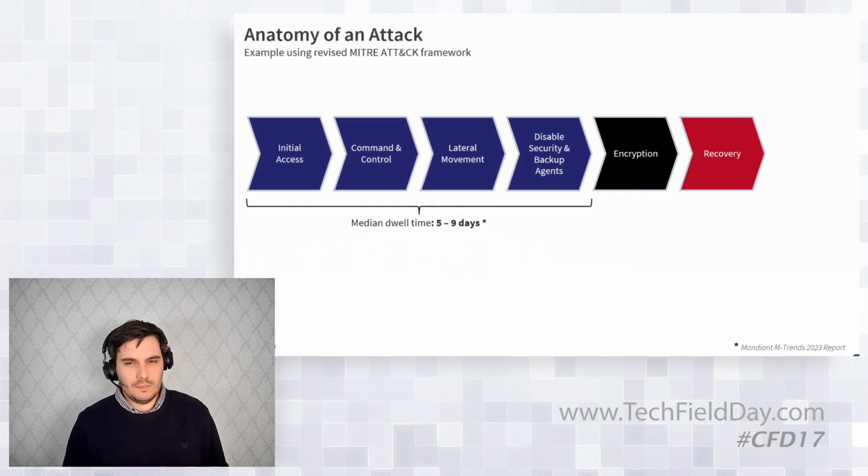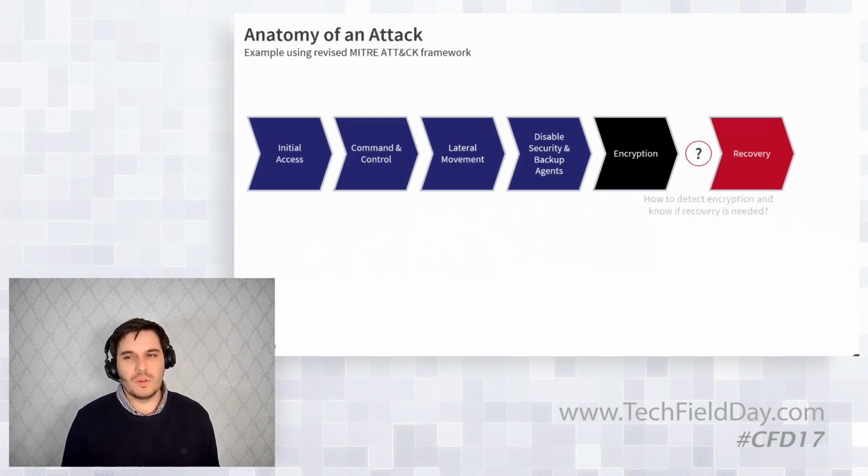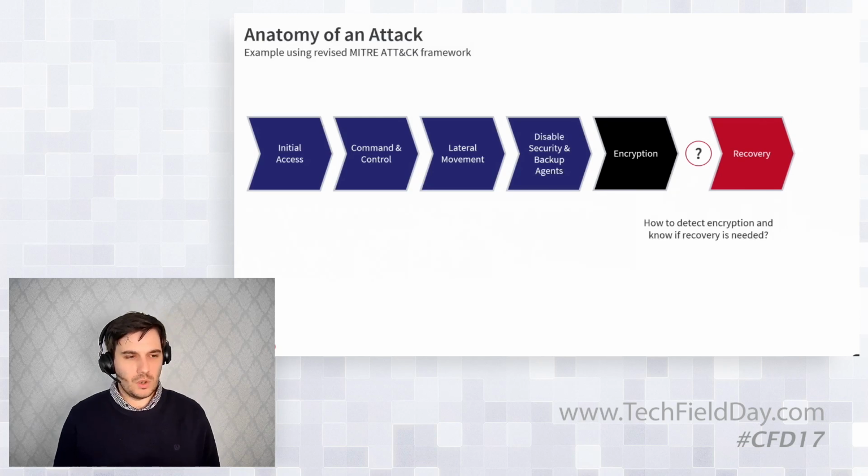But there's a key point in here where we don't actually know what's happening until what? So once the encryption's taken place, how do we know that encryption is happening? How do we know that something is wrong? Do we have to wait for users to notice that something isn't working or files are no longer accessible, or our monitoring system to pick up that maybe something isn't quite right?